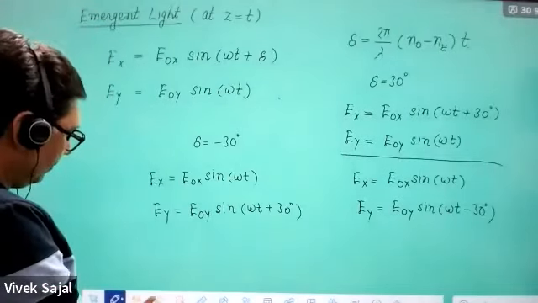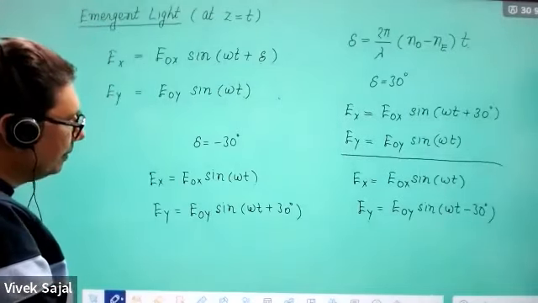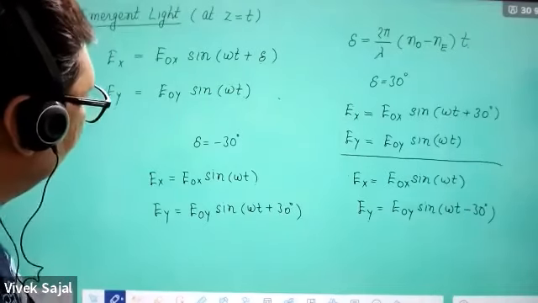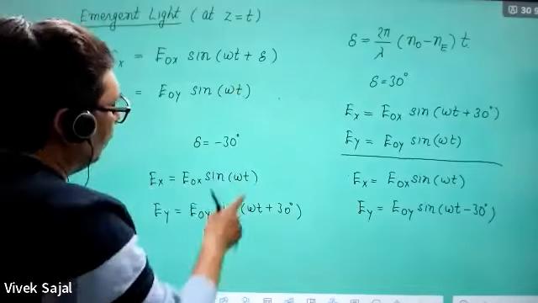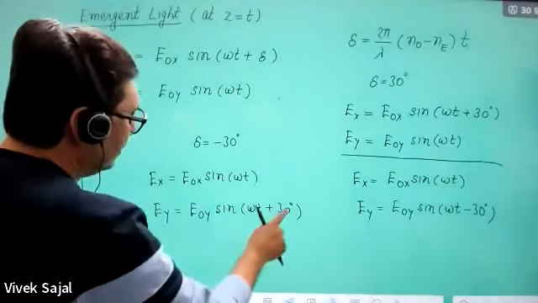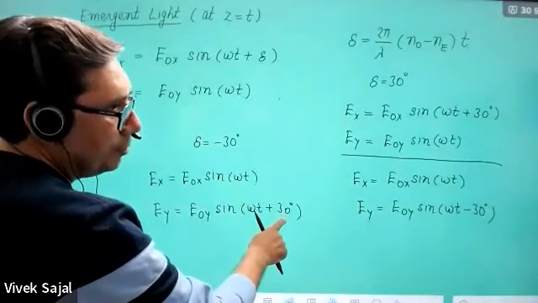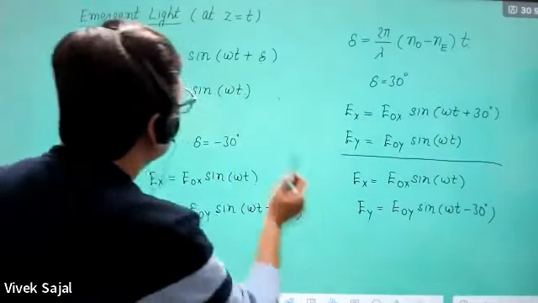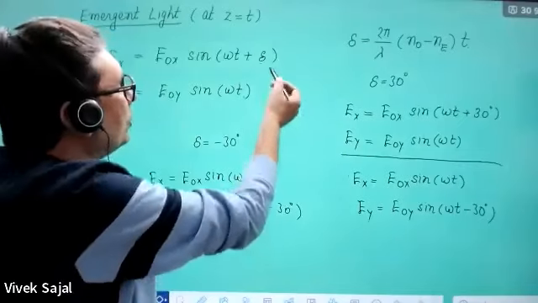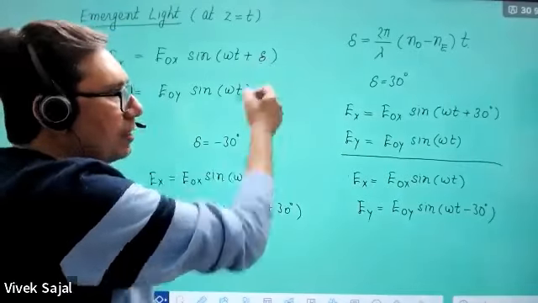Sir, so then Ey will be omega t plus 30 degree on this side. He's saying why you are not introducing delta here, but there is no need to introduce delta. He's asking why I'm not writing that delta here with y, because this delta is going to serve my purpose.